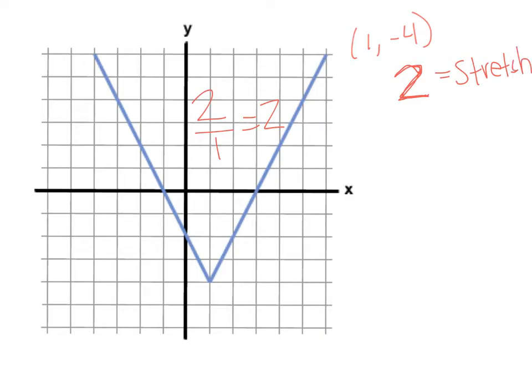And then I just need to plug those three numbers in. So remember, the general form is y is equal to a times the absolute value of x minus h, plus k. So I'm plugging in a, h, and k.